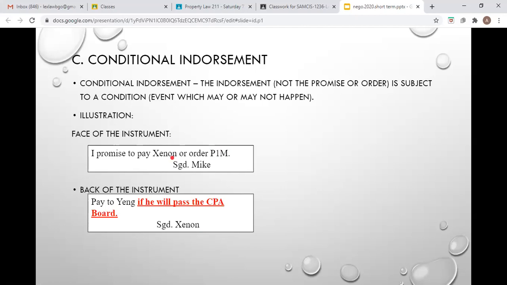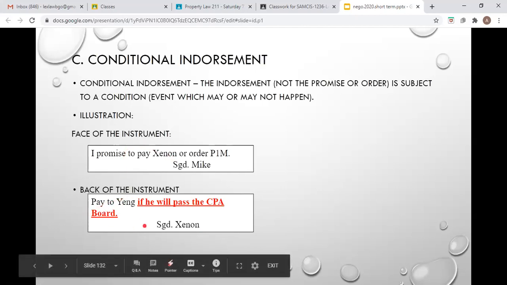But how about if at the back of the instrument, ganito ngayon ang nakasulat? Pay to Yang if she will pass the CPA board, signed Shannon. Di ba kapag wala tong if she will pass the CPA board, wala yung phrase na yan. Pay to Yang lang, period. Signed Shannon. Anong tawag natin sa endorsement na ganon?